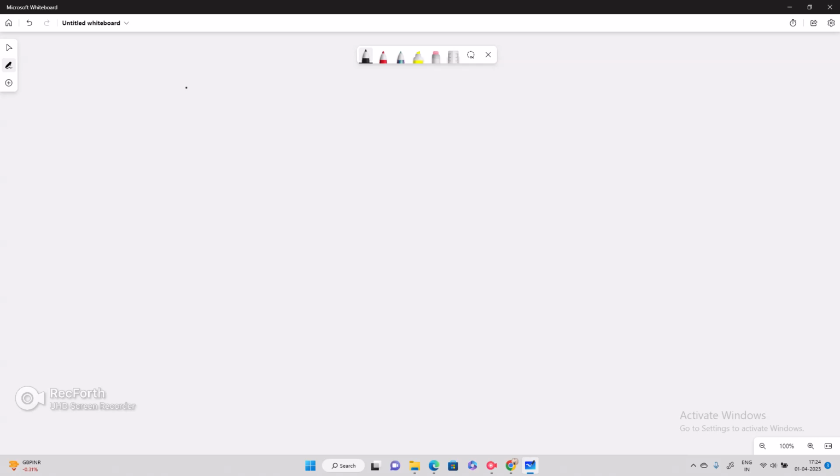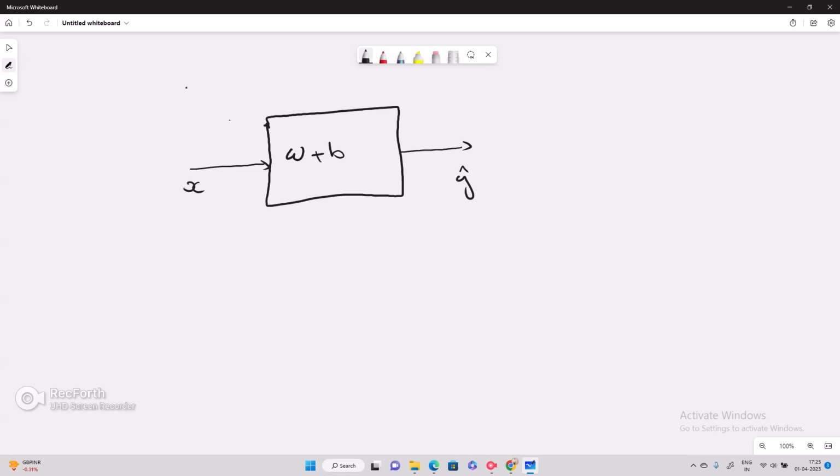So consider a neural network model. You can draw it something like this. We have a neural network model, and here we will have an input called x, and an output called y hat. Inside the neural network, there are basically weights and biases, right?